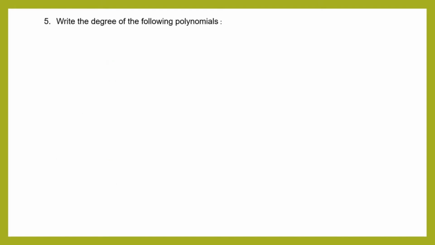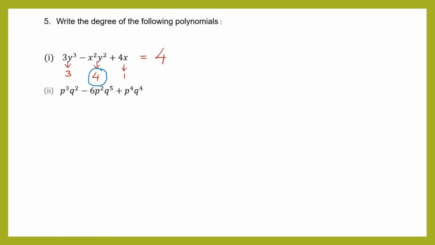Okay, now we're going to look at writing the degree of polynomials. So here we have different terms. So here the degree is 3. Here the degree will be 2 plus 2, which is 4. And here the degree will be 1. For a polynomial, you take the highest degree. So which is the highest degree here? 4 is the highest degree, and that will be my answer. So the degree of this polynomial is 4.